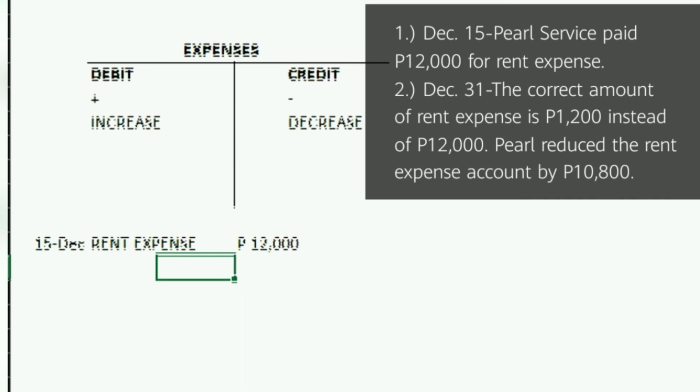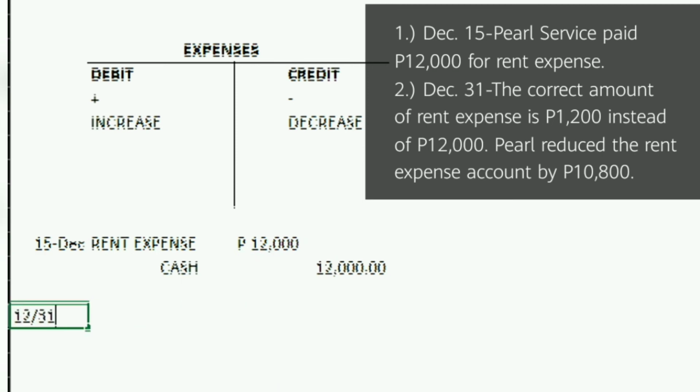Ano yung value parted with? Ano yung nilabas natin para magamit natin yung rent natin? So, pag sinabi natin paid, so, it is usually a cash account. So, cash on the credit side. Value parted with. Binagay natin sa third party, kaya credit kasi nagkaroon ng benefit yung third party. So, credit si cash of the same amount na 12,000.